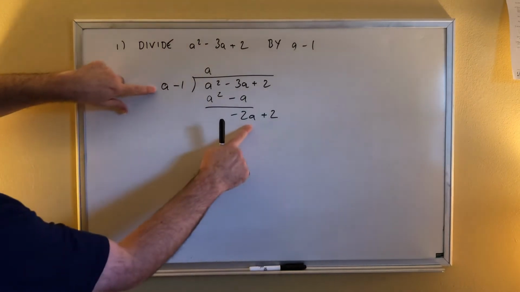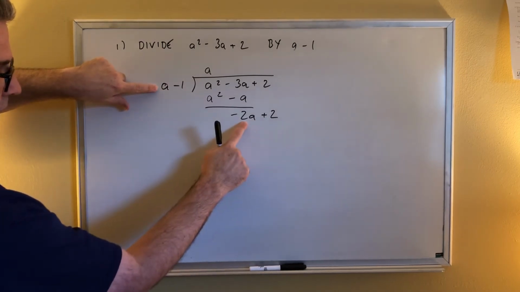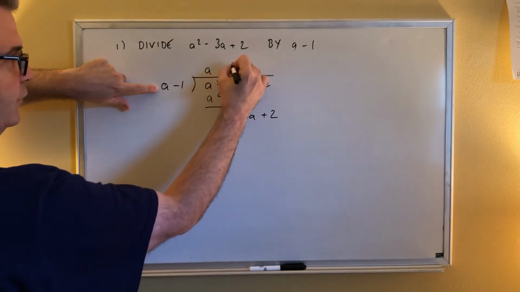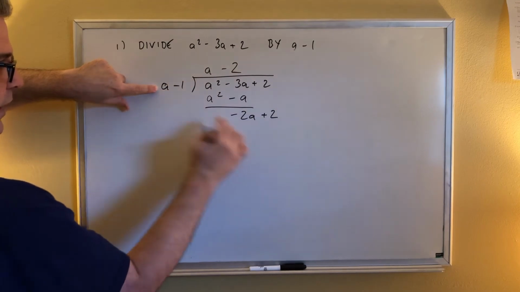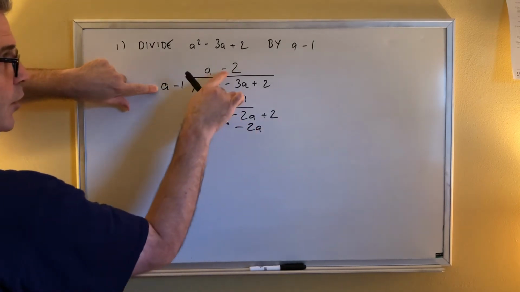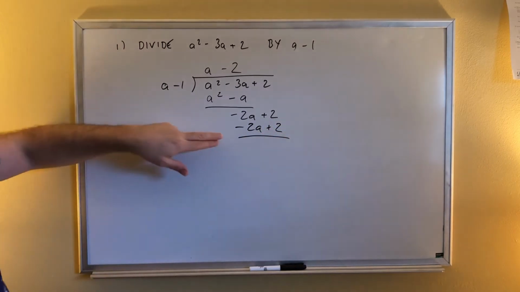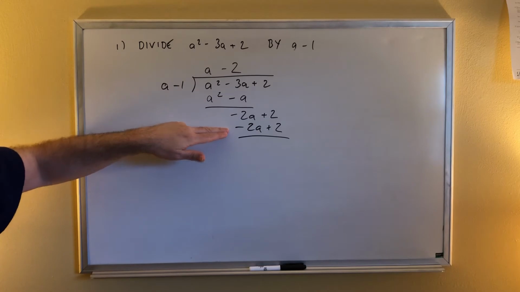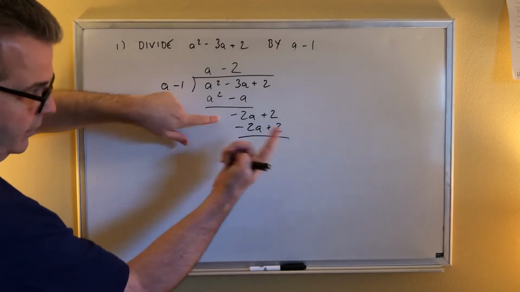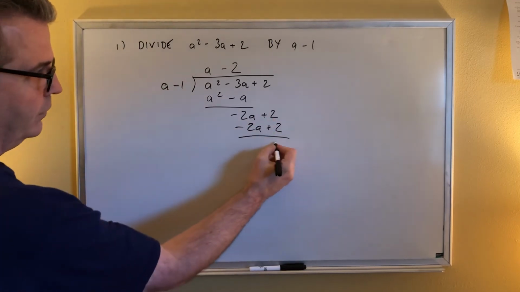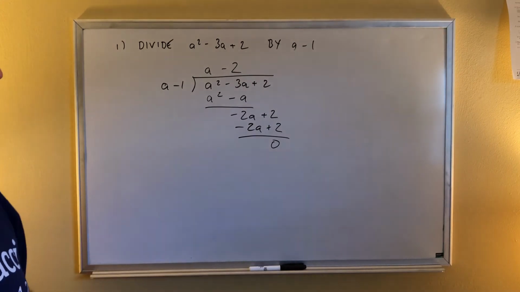Now again, I'm just going to look at these first terms. What do I multiply a by to get the negative 2a? Well, I'm going to multiply that by negative 2, and that's what I'm going to put up here. So I multiply negative 2 times a, and I get negative 2a. I'll multiply negative 2 times negative 1, and I'll get plus 2. Now I need to subtract whatever I have here from this expression right on top of it. So what's negative 2a minus negative 2a? Well, that's 0. And what's 2 minus 2? Well, that's 0. So this would be our remainder if we came up with a number here, but in this case we don't have a remainder.